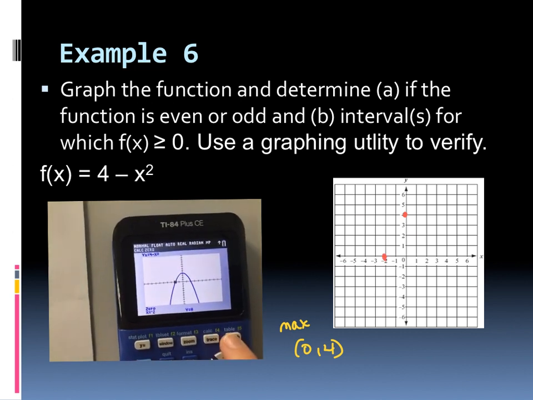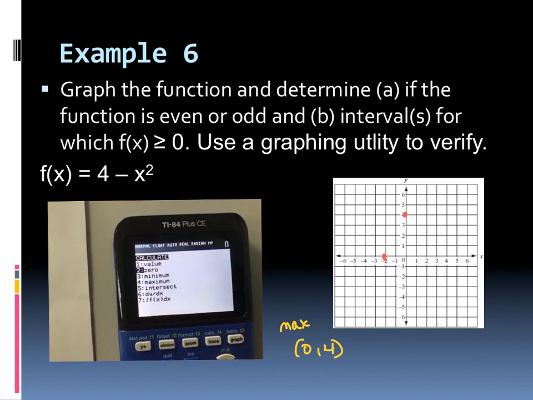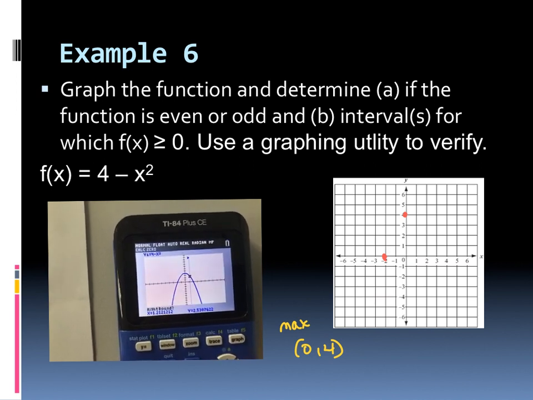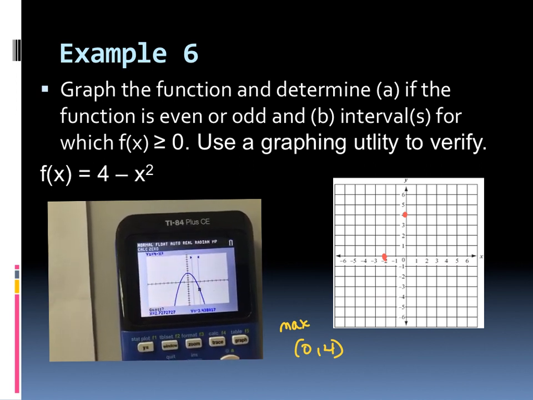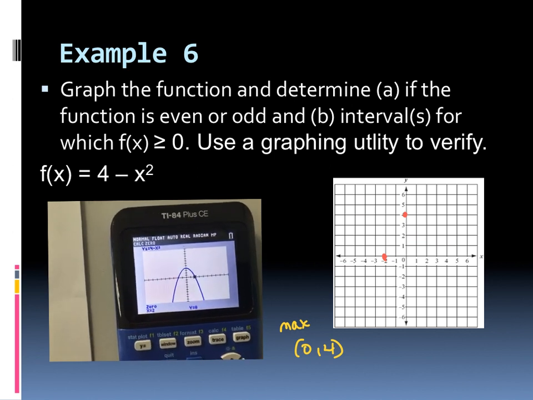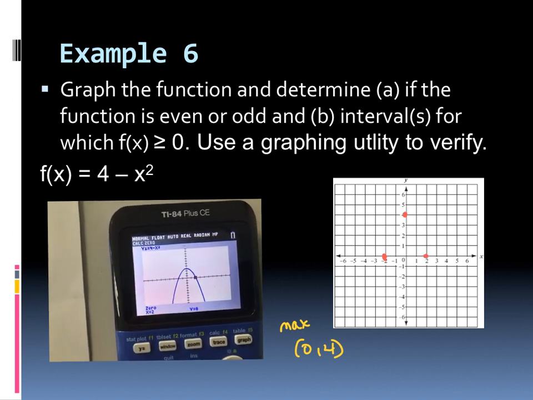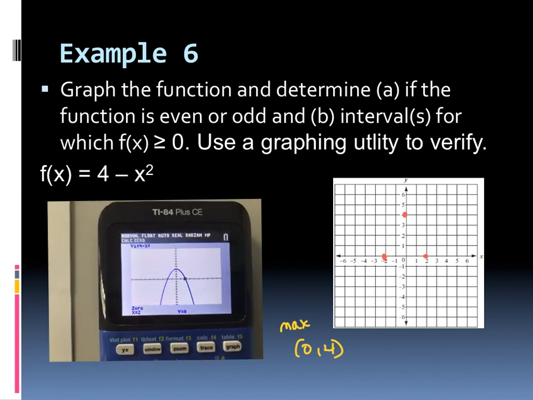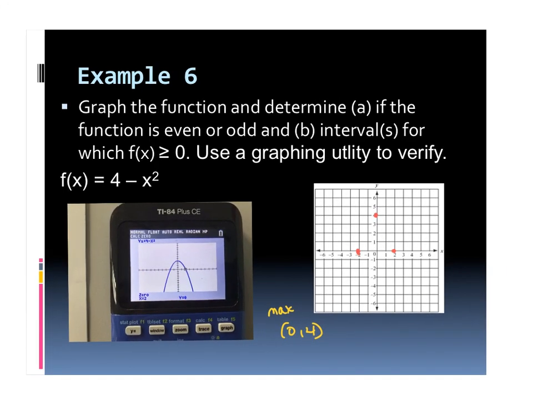And then I'm going to do it again, second, trace. I'm going to go 0. I'm going to go left of it. I'm going to go right of it. And I'm going to bring it to the middle, and it's also positive 2. Now I pretty much got every piece of information that I need from that graph, from my graphing utility, right?